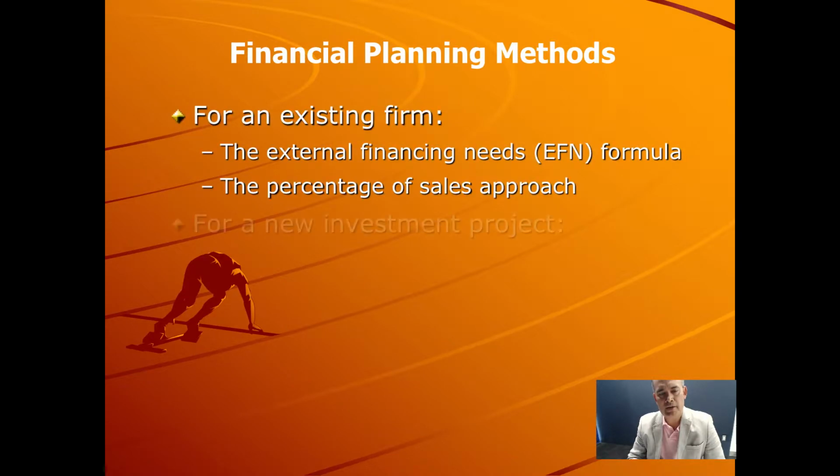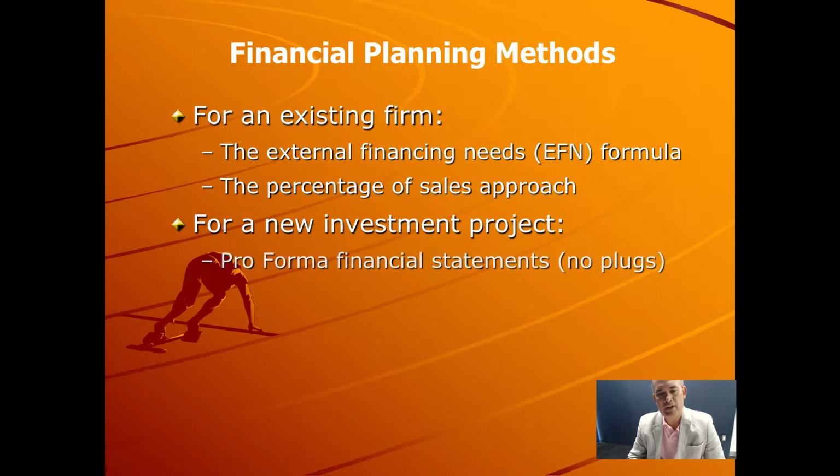In order to calculate the external financial needs for an existing firm, we are going to use the formula, which is a very quick way to find out the external financial needs that a company requires in order to grow at a certain rate for the next year, and the percentage of sales approach. I will explain the difference between the two methods and the main problem with these two approaches, specifically the first one.